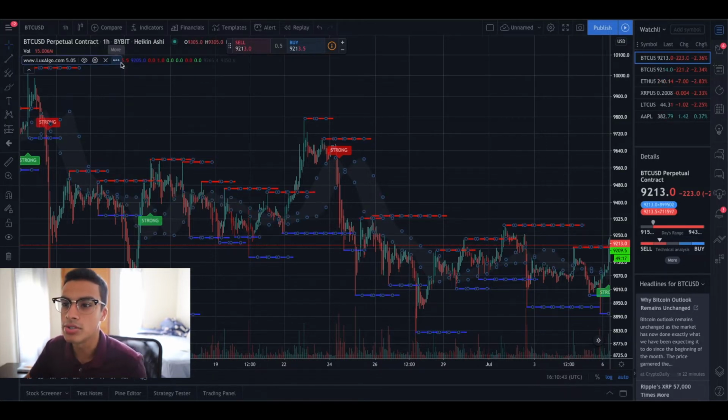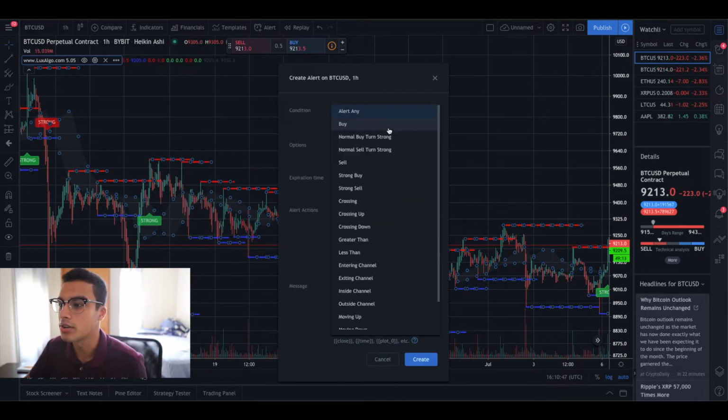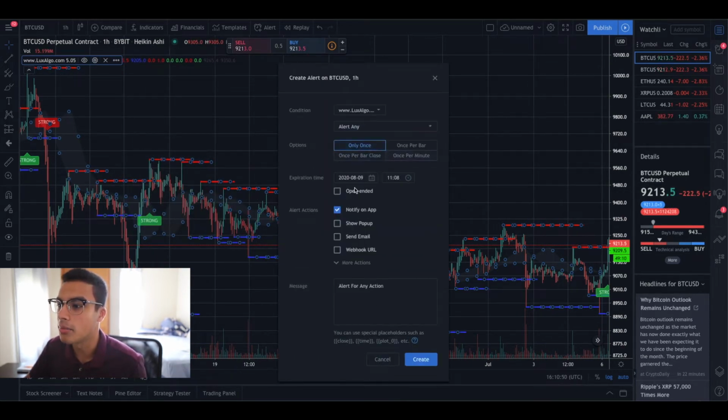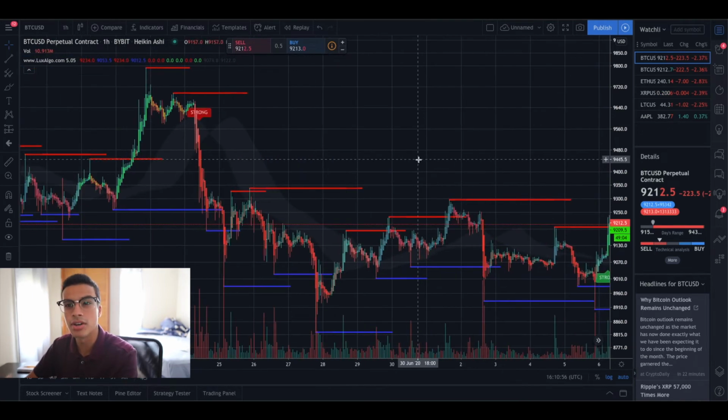All you do is go to add, click the three icons, add alert, and you can put over here what type of alert you want and how long you want it to go. It actually sends me a notification on my phone, and once I get it, if I'm on my computer, I'll check it out, and if it's a trade that I feel is worth going for, I'll execute it on my own.